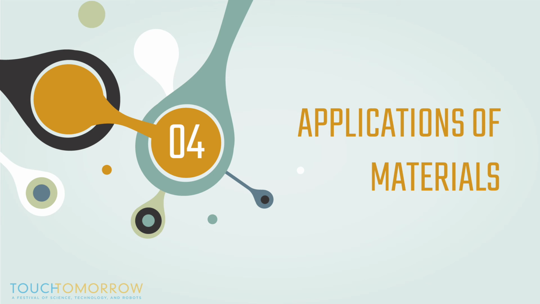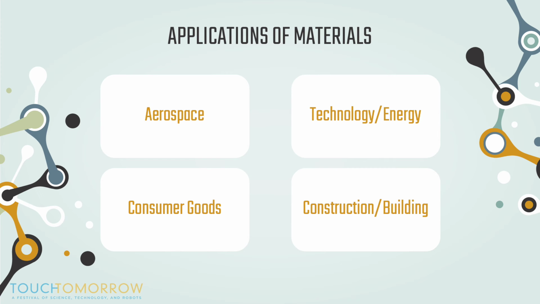As I said earlier, materials are everywhere. Sometimes you can't even see all the different materials used in a product. In the last part of my presentation, I want to share with you some of the many applications or uses for those same materials. The 4 different categories of applications I'm going to cover are aerospace, technology and energy, consumer goods, and construction and building.